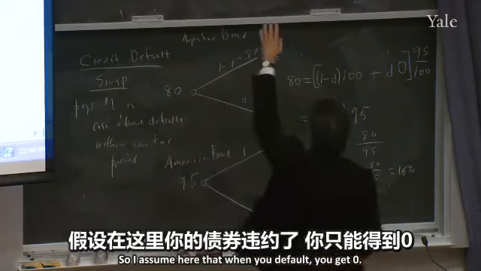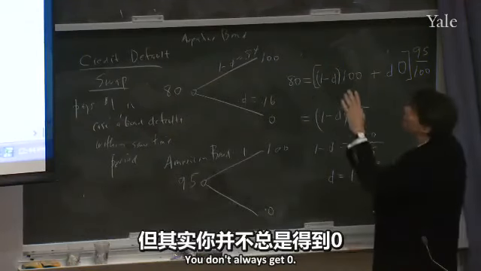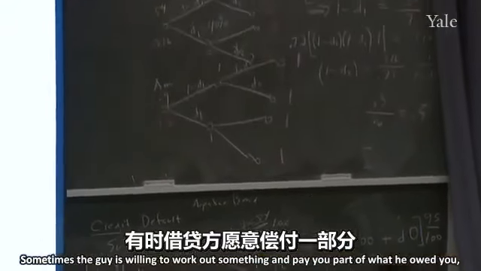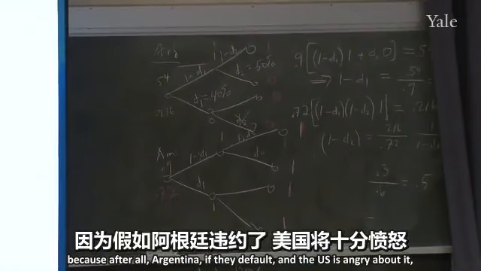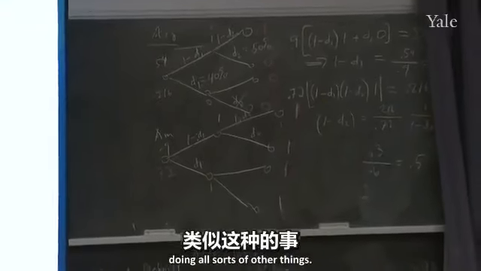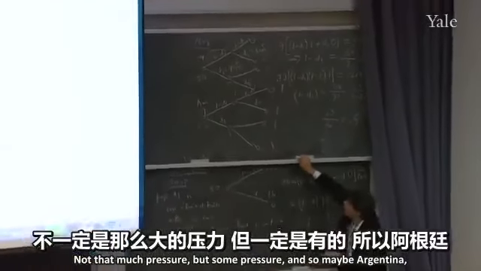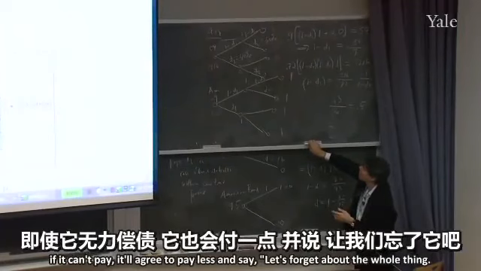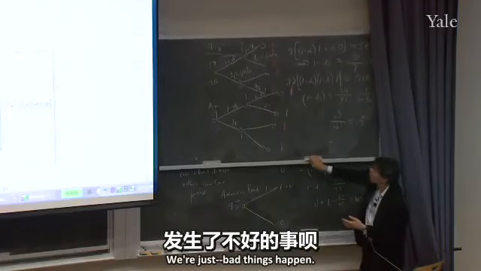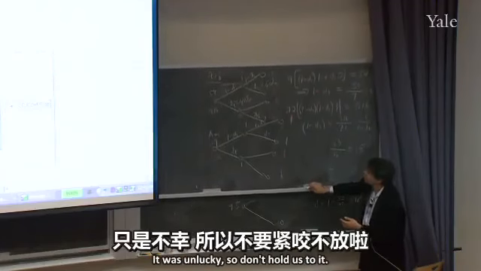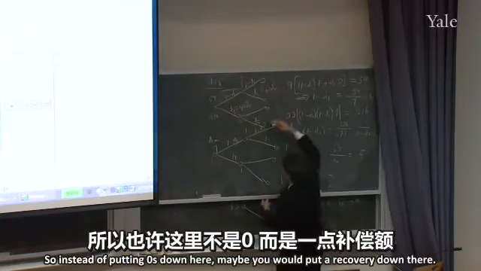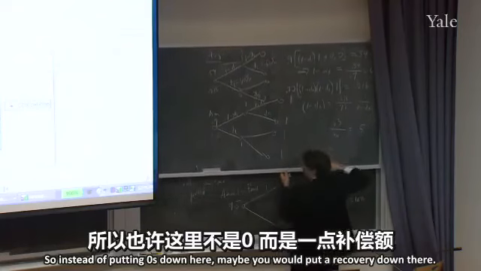So I assume here that when you default, you get 0. So you don't always get 0. Sometimes the guy is willing to work out something and pay you part of what he owed you. Okay, because after all, Argentina, if they default, and the U.S. is angry about it, can put a lot of pressure on Argentina, refusing to trade with it, doing all sorts of other things. Not that much pressure, but some pressure. And so maybe Argentina, if it can't pay, it'll agree to pay less and say, let's forget about the whole thing. You understand why we can't pay. We're just, bad things happen. It wasn't our fault. It was unlucky. So don't hold us to it. Take a little bit less and let us get on with our lives, okay? So instead of putting zeros down here, maybe you would put a recovery down there. So we'll have to come back to that.